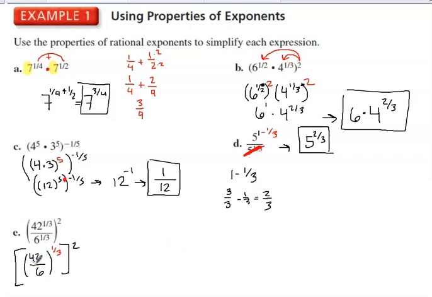I'm going to reduce the 42 and the 6. I'll go ahead and divide that down because it equals 7. So I have 7 to the power of 1/3, to the power of 2. An exponent on an exponent just means we multiply. And when we multiply 1/3 and 2, we get 7 to the power of 2/3.